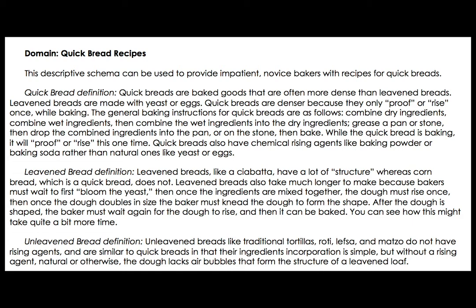And then one of the things that I incorporated later into my values and attributes was total baking time. That wasn't something that I had before. Comparatively, unleavened breads take a lot less time to make, and they have kind of a similar process like quick breads when you're doing the ingredients incorporation. Unleavened breads, some examples of those are tortillas, roti, lefse, matzo, and those don't have rising agents like I said, so the dough doesn't have air bubbles that would make it rise.